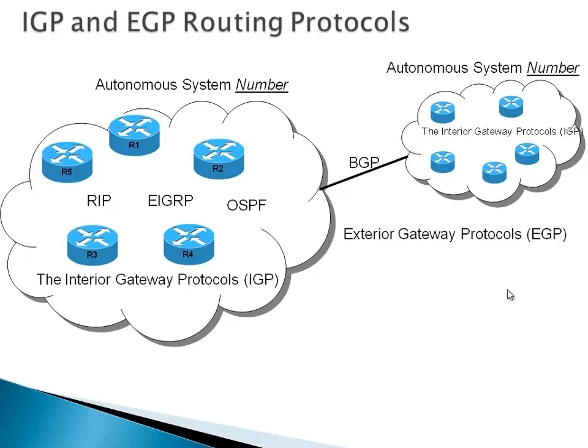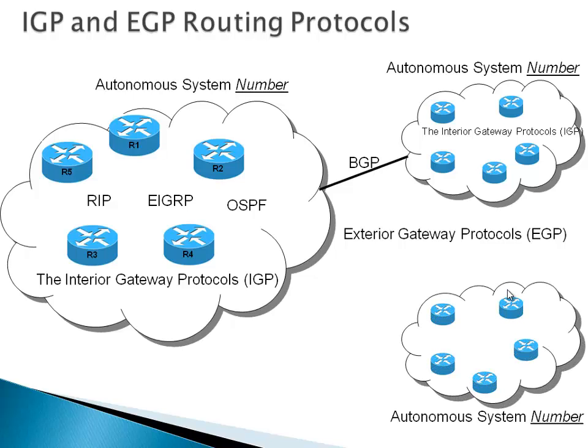Interior gateway protocols are what we run within our company. And we have a few: RIP, EIGRP, OSPF. But when we want to connect our company with another company, it has to be through BGP. That's the only exterior gateway protocol available.